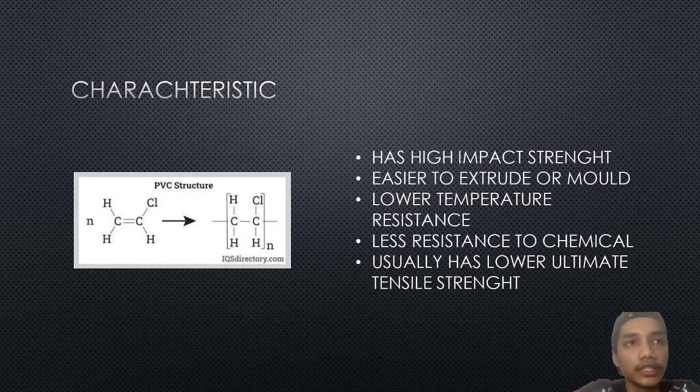And this is about the characteristics of PVC. PVC has high impact strength, and it is easier to extrude or mold. It also has lower temperature resistance. Next, less resistance to chemicals, and usually a lower ultimate tensile strength.